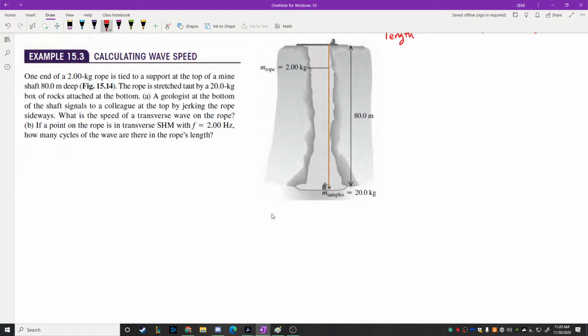Okay, so as we said above, the velocity in this case is equal to the square root of the tension in the string divided by the mass density, mu. Again, mu is equal to basically the mass of the string divided by the length of the string.